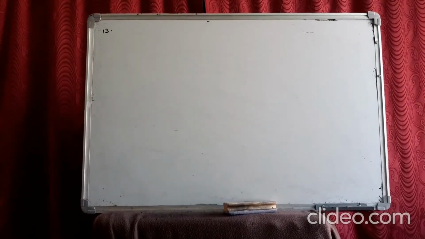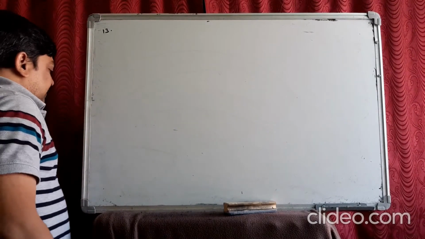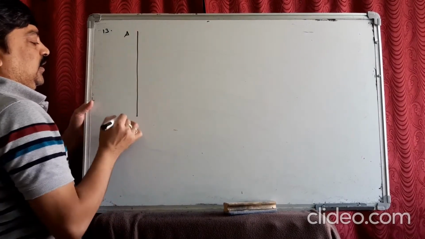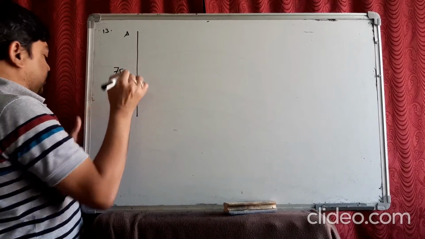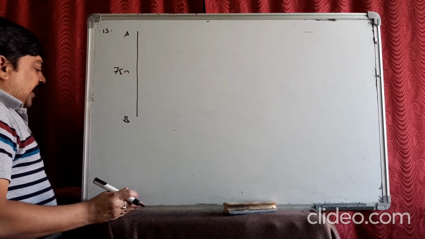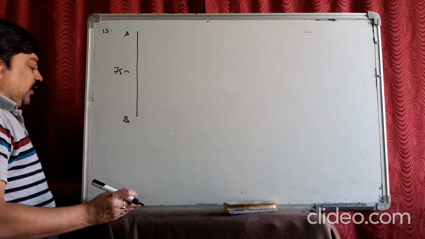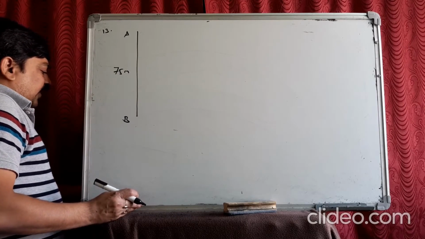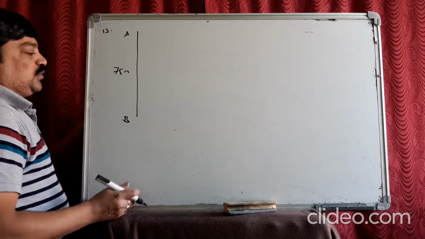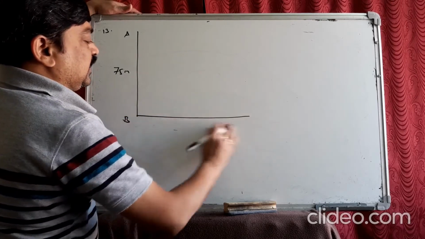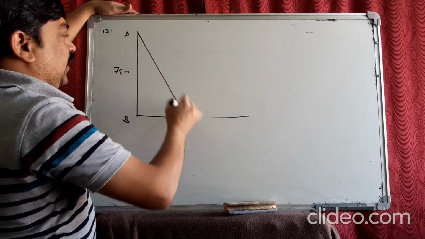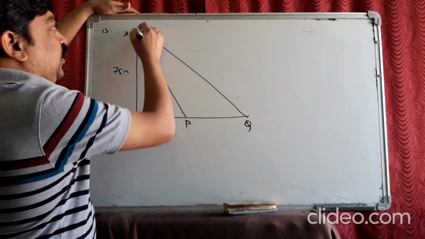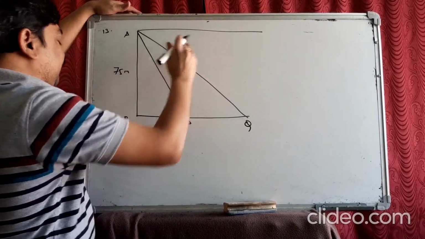See the 13th question. As observed from the top of a 75-meter lighthouse, there is a lighthouse here, AB, and the length is 75 meters. From the sea level, the angles of depression of two ships are 30 and 45. If one ship is exactly behind the other, find the distance between the two ships. Yes, there are two ships. This is the sea. There are two ships here. Ship 1, ship 2. The angle of depression means you have to draw a horizontal here.